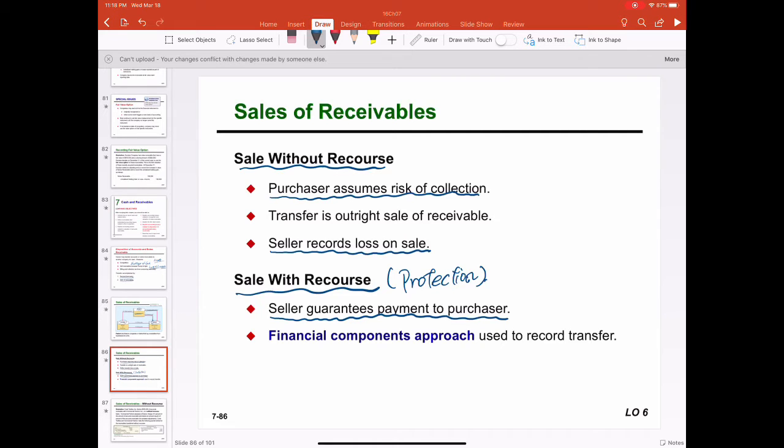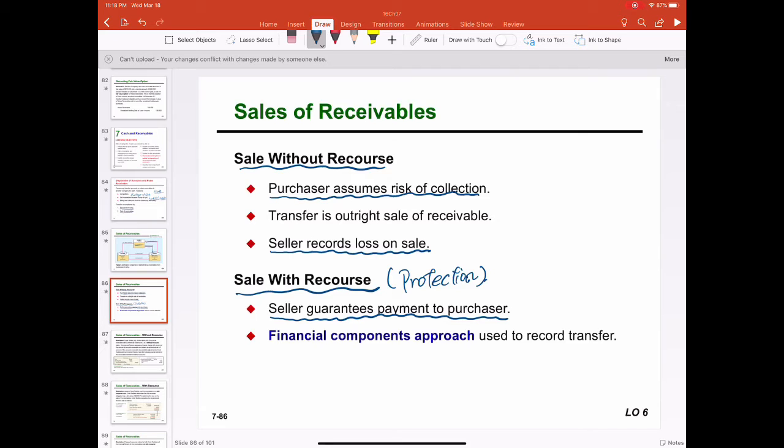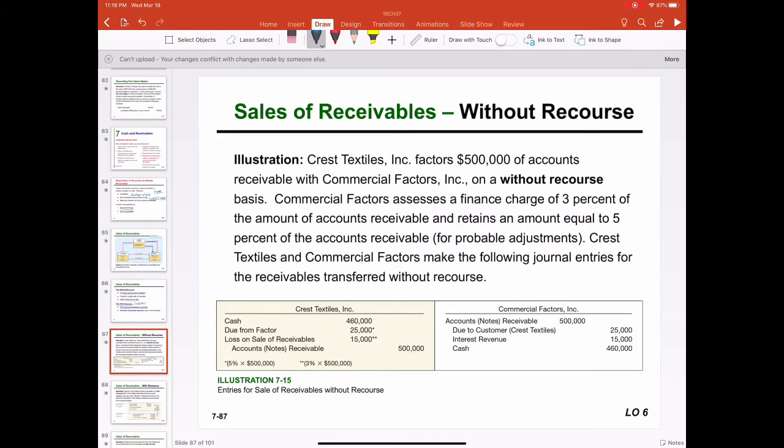The accounting treatment for these two categories is different. Let me use two examples to show you their difference. Read this question. This is a sales of receivables without recourse category. The amount of accounts receivable is $500,000. Keep in mind, this is a sale of receivables.